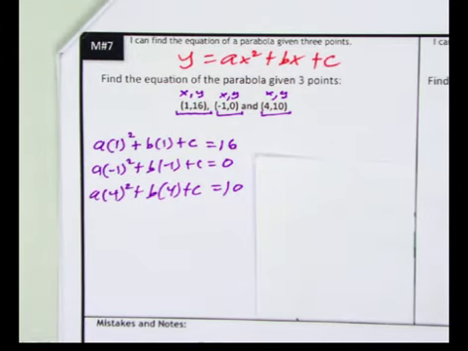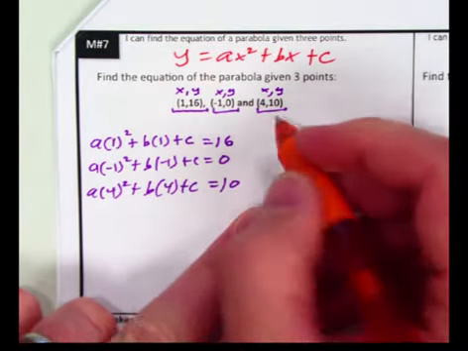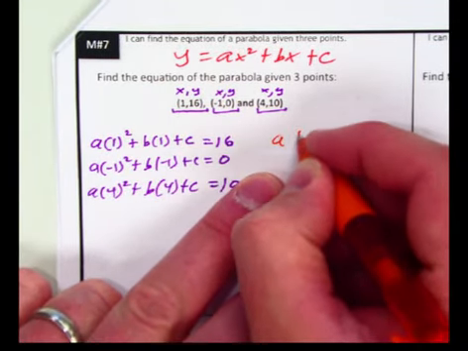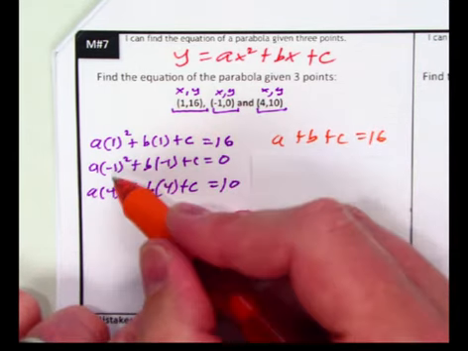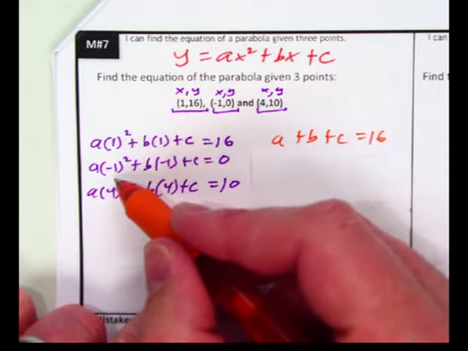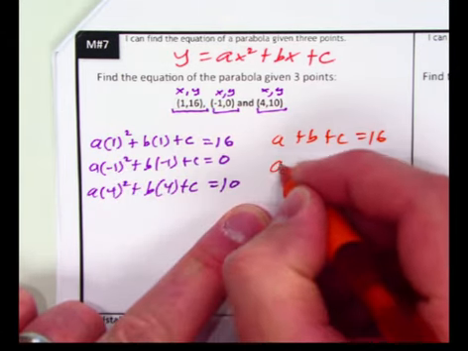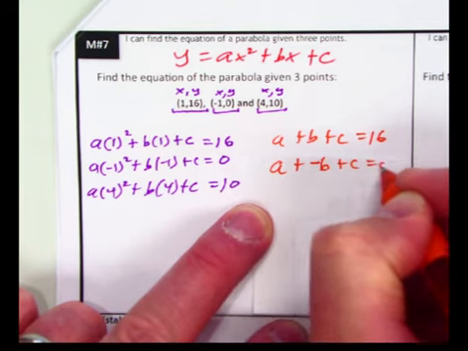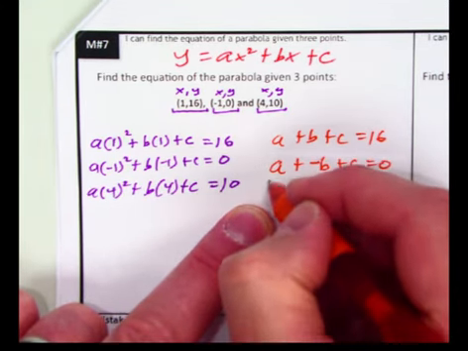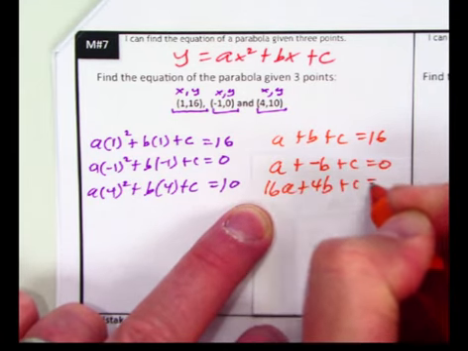Now, you need to simplify that to build the 3 equations. So these would simplify to 1 squared is 1, so a plus b plus c equals 16. This would be negative 1 squared is positive 1, so if you type that in your calculator, please make sure you use parentheses. This would make a minus b plus c equals 0. And the last one would be 16a plus 4b plus c equals 10.